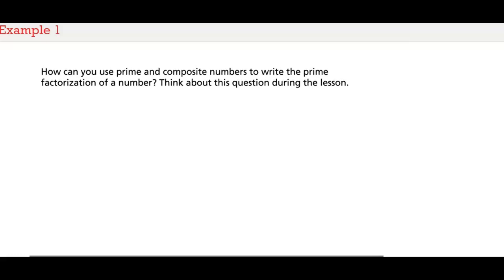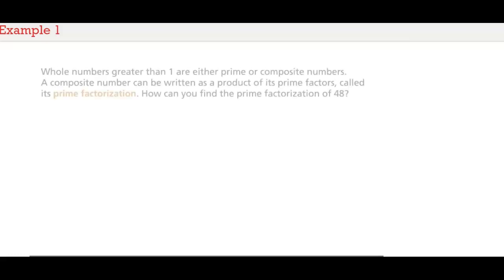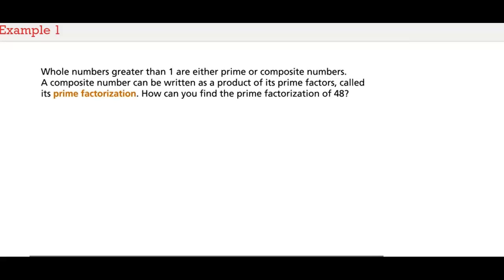How can you use prime and composite numbers to write the prime factorization of a number? Think about this question during the lesson. Whole numbers greater than 1 are either prime or composite numbers. A composite number can be written as a product of its prime factors, called its prime factorization. How can you find the prime factorization of 48? Let's take a look.